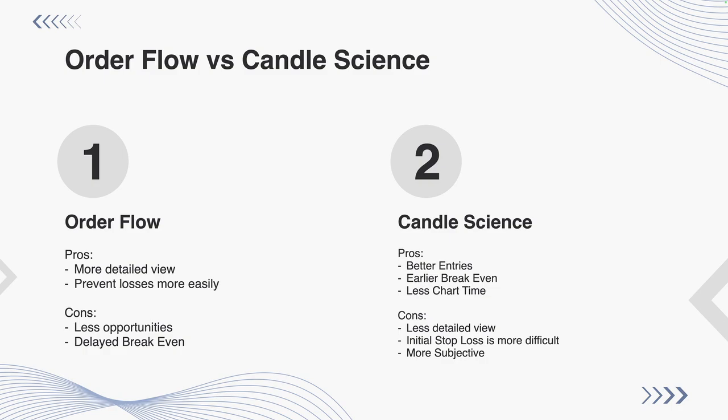Then we have the cons right here. The cons is a less detailed view. Initial stop loss is more difficult. So we made it somewhat objective right there with you need to place above the rejection candle, but the rejection candle, what exactly is the rejection candle? That's a little bit more subjective. It's a little bit more difficult. So if you struggle with finding that, then I would advise maybe go for order flow. Maybe study both of them and see which one you are better with as well.